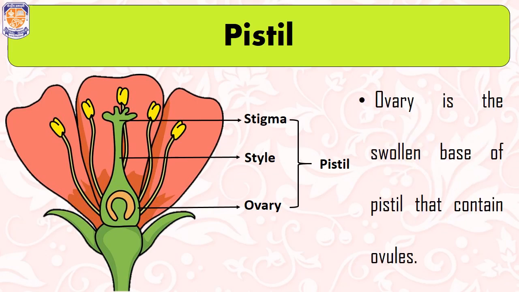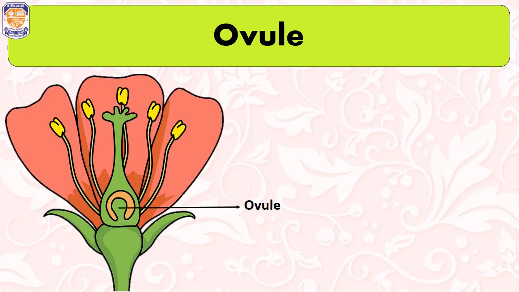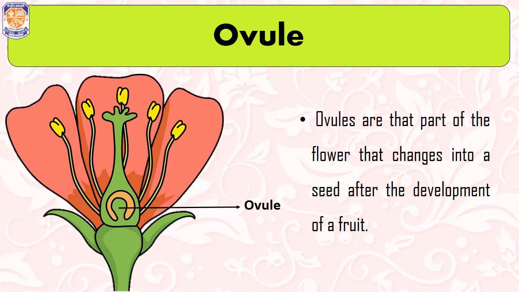Then the last part of the pistil is the ovary, which is the swollen base. You can see at the bottom of the pistil there is the swollen base which is known as the ovary. The ovary contains ovules, and later on, after the pollen grain reaches the ovule and mixes with it, this process is known as fertilization. After this, the ovary converts into a fruit. Then ovules are the part of the flower that changes into a seed after the development of a fruit.